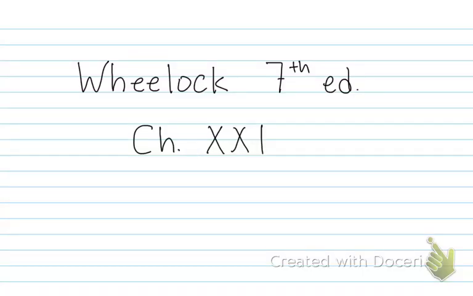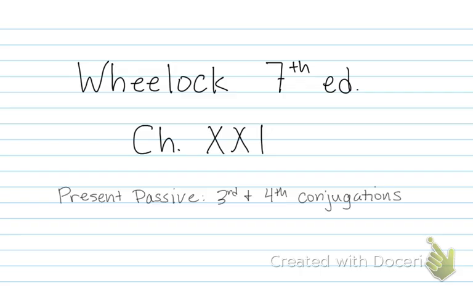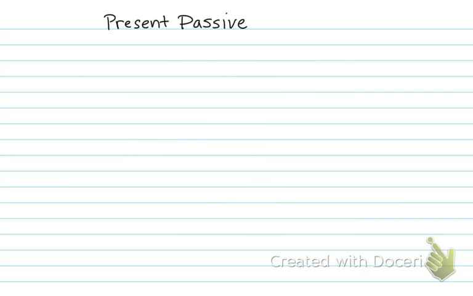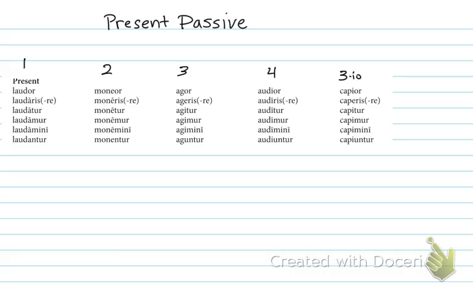This video accompanies Wheelock 7th edition, chapter 21. In this chapter, we're going to learn about the present passive system for the third and fourth conjugations. This is a complement to the first and second conjugations that we learned about in chapter 18. For this one, I decided to copy-paste from the textbook, so you can find this on Wheelock page 502.